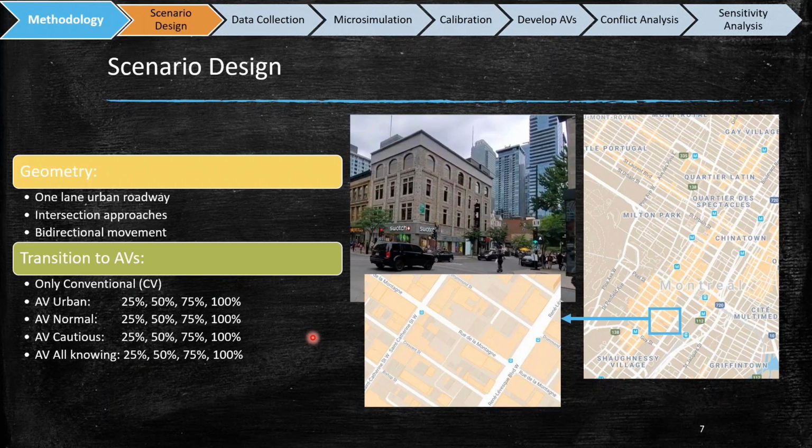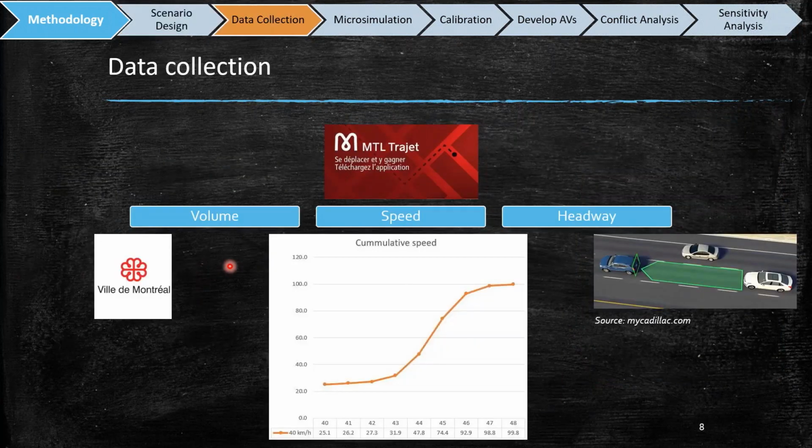So the data collection that we had was from Ville de Montreal, and we collected volumes. There was some speed data and also headway extracted from the MTL database that is available under the Ville de Montreal database, and it's open data.